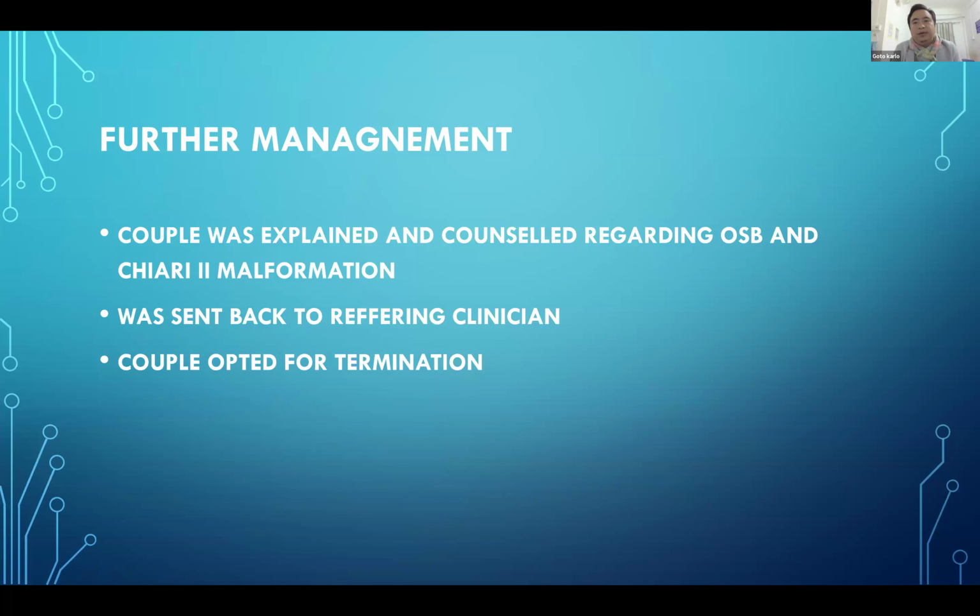Further, the couple was explained and counselled regarding open spina bifida and Chiari 2 malformation, and then was sent back to the referring clinician, and the couple opted for termination.